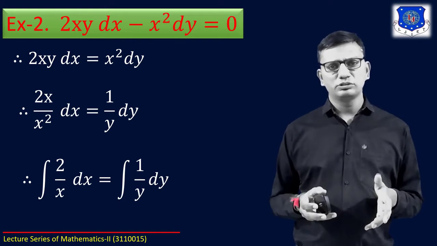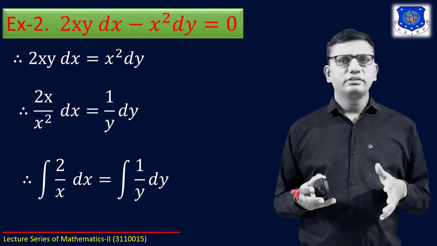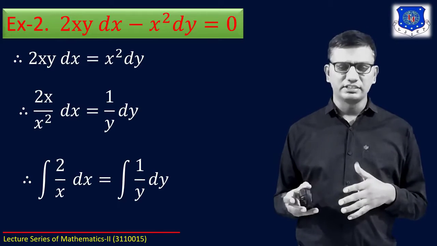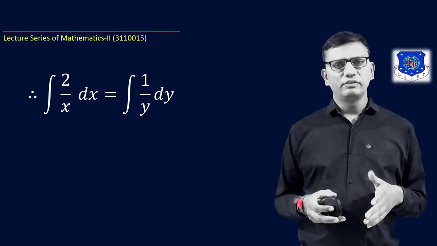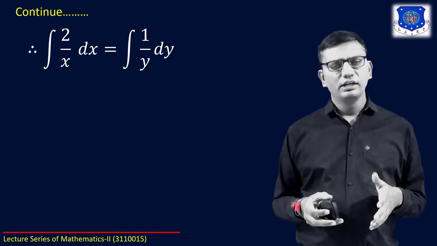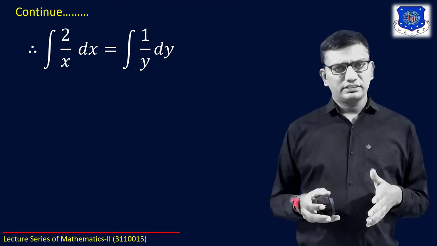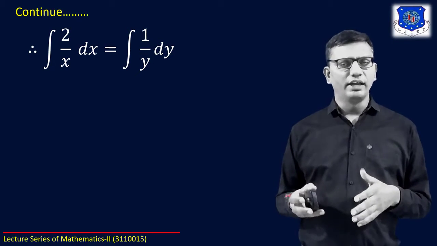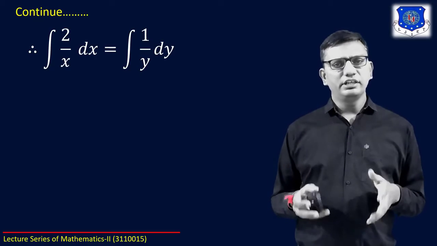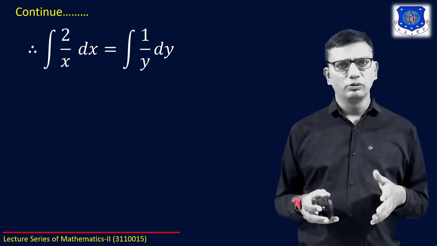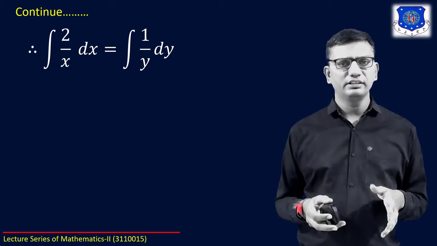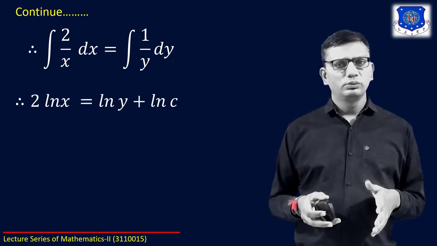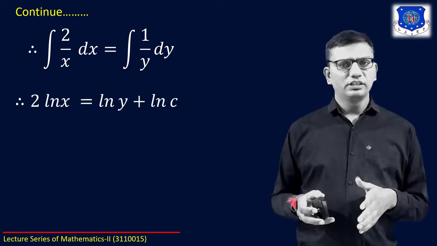Now take the integration on both sides, with respect to x on the left hand side and with respect to y on the right hand side. After taking the integration, we continue with this step: integration of 2 by x dx equal to integration of 1 upon y dy. As we know that integration of 1 upon x is log x, so with 2 common outside, we get 2 ln x equal to 2 ln y plus ln c.